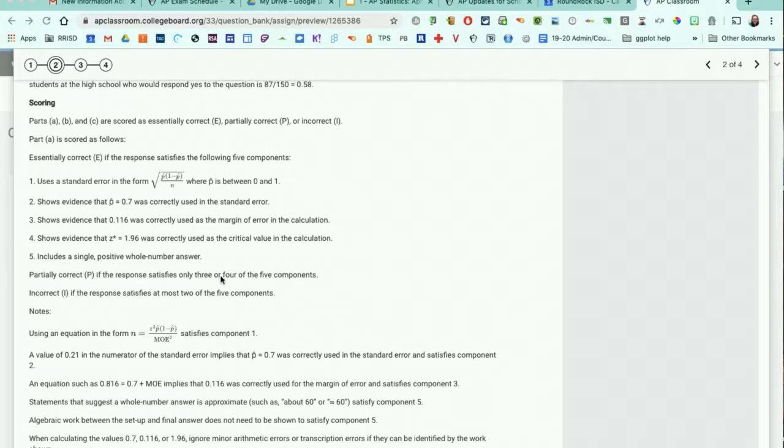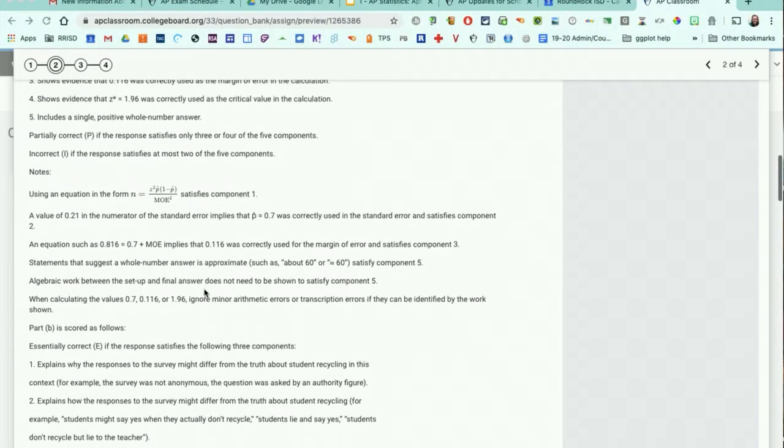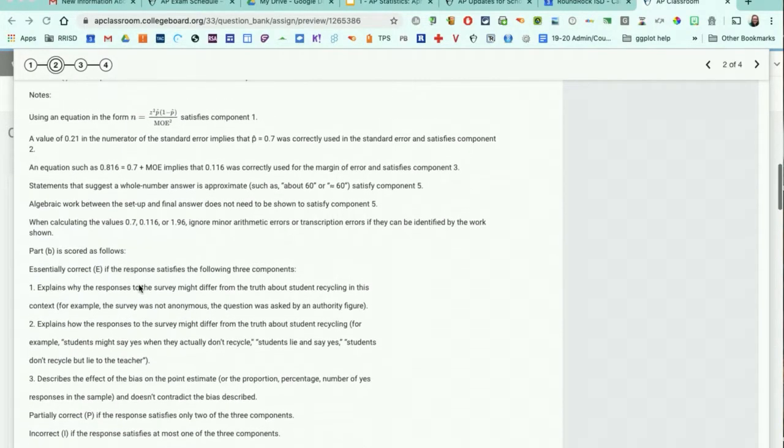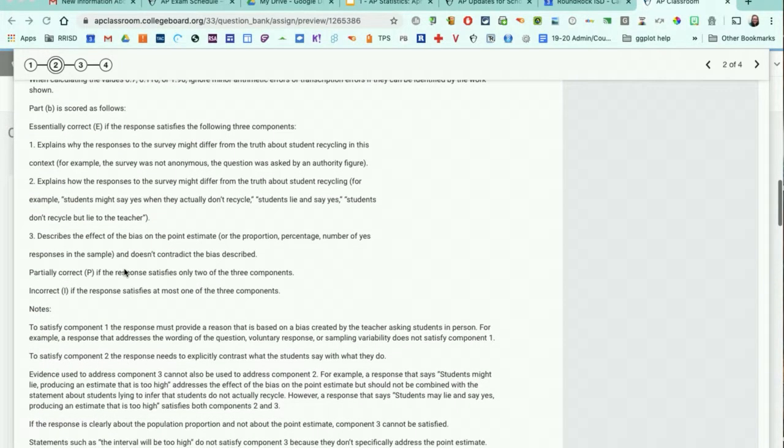Partially correct, you would get a P if you only had 3 or 4 of those components. So if you missed 1 or 2 of those things, then you would still get partially correct. And then incorrect if you didn't have at least 3 of those things. If you had less than 3, then you would get incorrect. You wouldn't get any credit for that part. It also goes into detail in here about what might count as evidence for some of those.